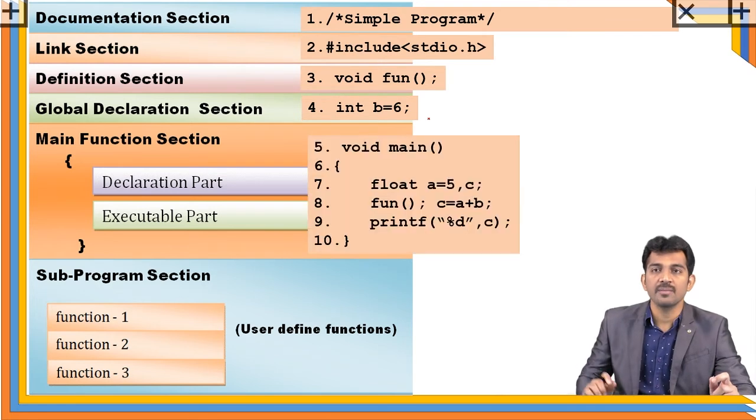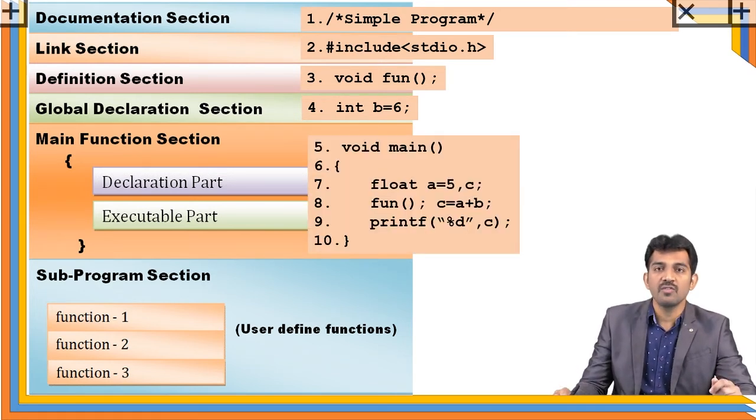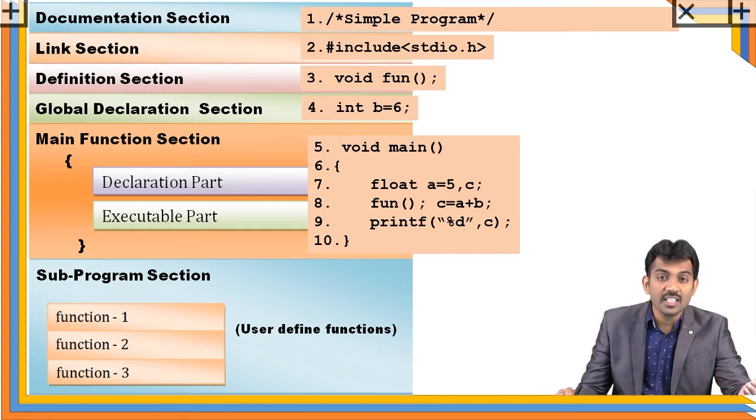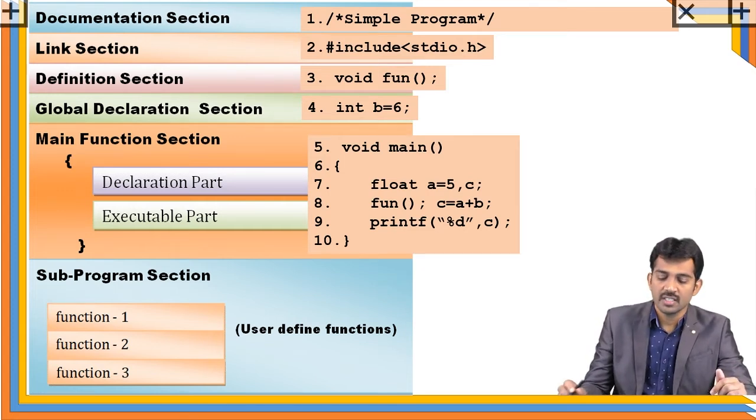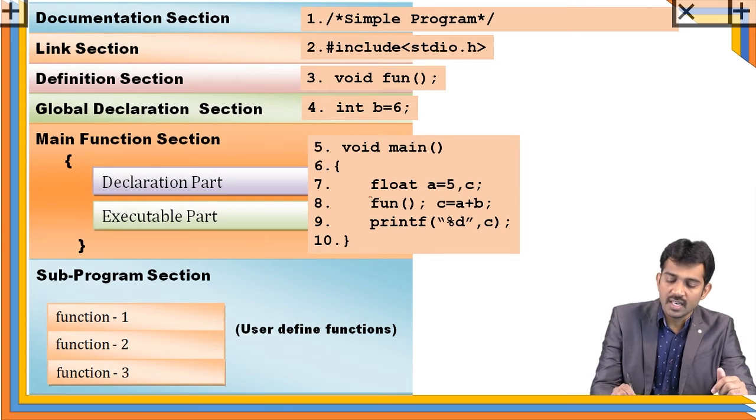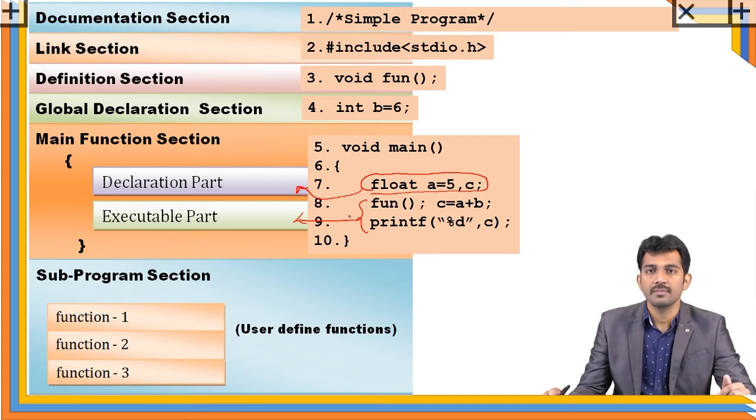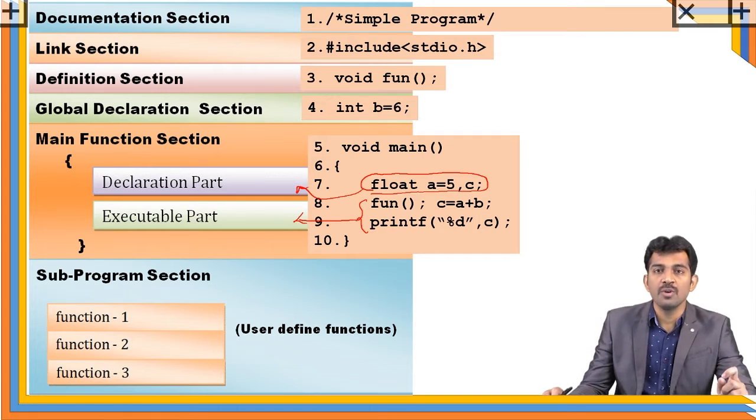Next, main function. This is the main function. What I said, the main function is divided into 2 parts: declaration part and executable part. This is the declaration part. And these 2 sections are called the executable part. Is this clear? So, declaration part and executable part.